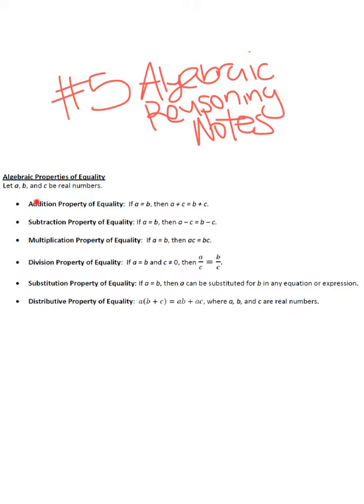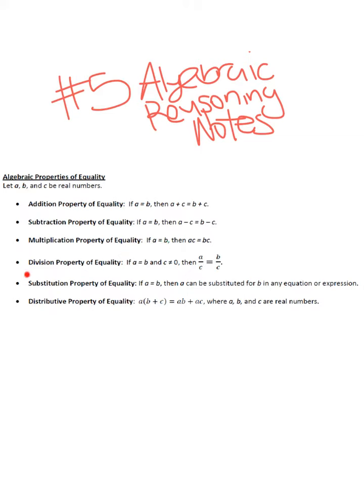And we're going to look at the addition property of equality, which basically just means that if A equals B, then A plus C equals B plus C. Your subtraction property of equality: if A equals B, then A minus C equals B minus C. Then you have the multiplication property of equality. If A equals B, then A times C equals B times C.